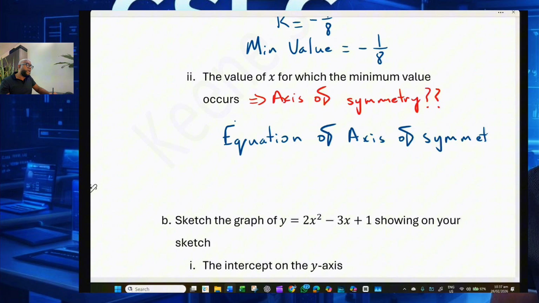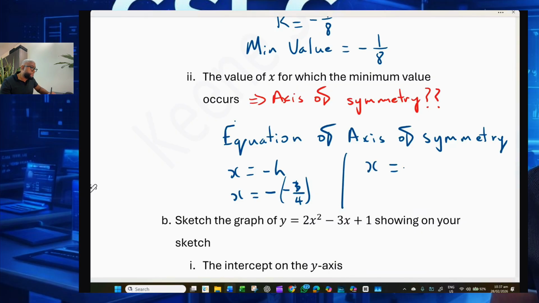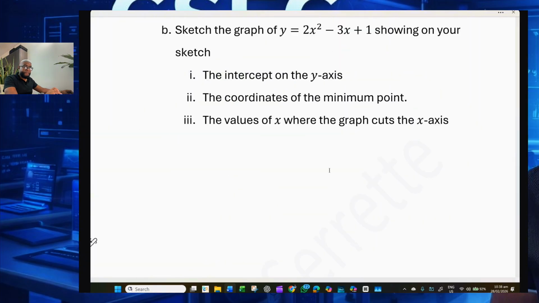So the equation of the axis of symmetry would be x is equal to negative h, which is what I was explaining to you all while we were doing it. x is equal to the negative of negative 3/4. A negative and a negative will be a positive, so x will be equal to 3/4.